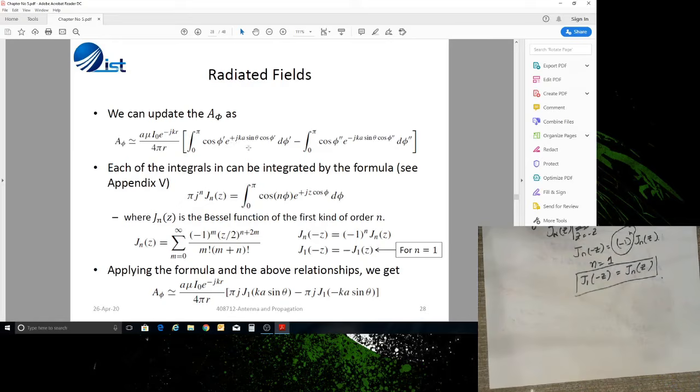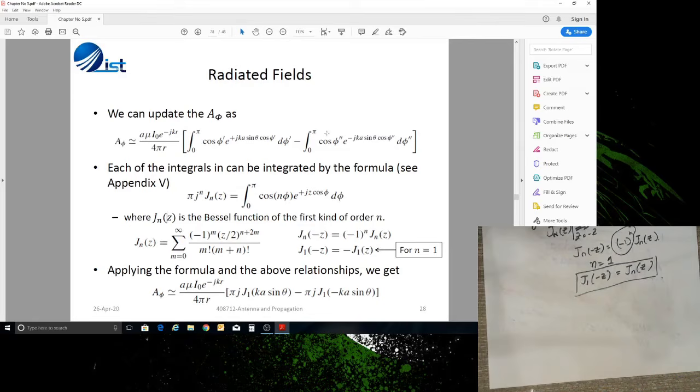और ये जो एक्सपोनेंशियल है हमारे पास, if we compare it with this exponential, you can see here we have cos of phi prime, this is cos of phi prime, you have j over here, you have a j over here, so whatever is left is your z. So in this case z is ka sine of theta. So in this case this J1 will have the argument ka sine of theta, right.